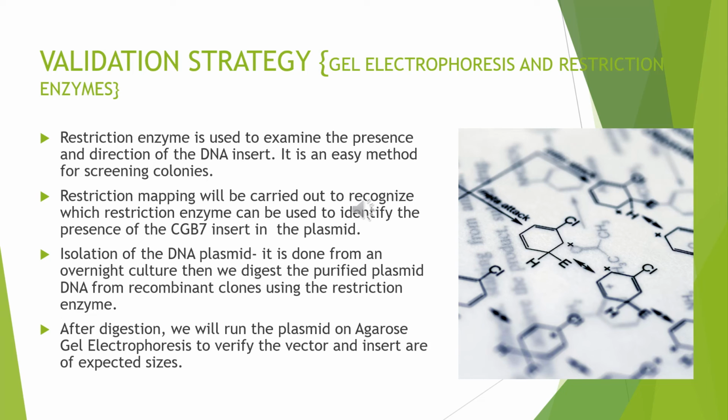To ensure I generated the correct vector, this is the validation strategy I'll be using: gel electrophoresis and restriction enzyme digestion. Restriction enzyme digestion is an easy method for screening colonies, and these are the processes that will be carried out: isolation of plasmid DNA and digestion. After digestion, we run it on agarose gel electrophoresis to verify the vector of expected size.